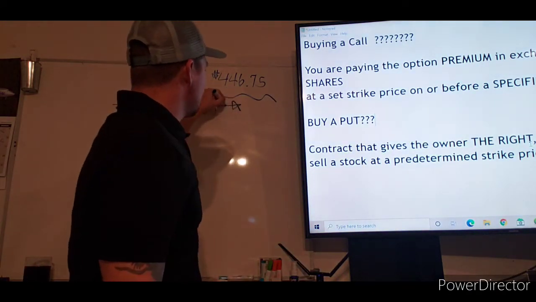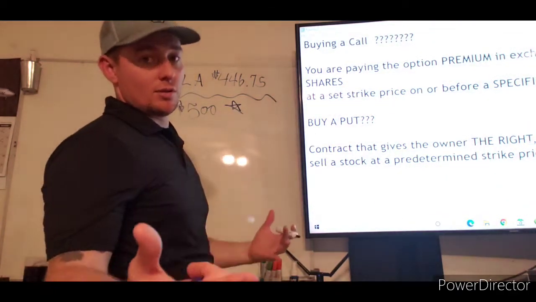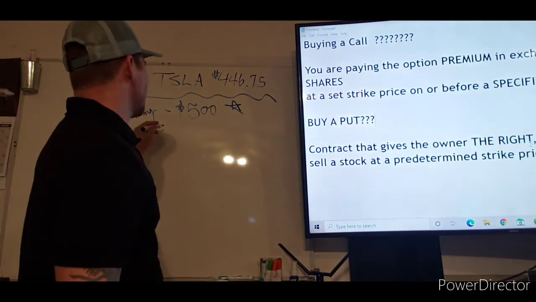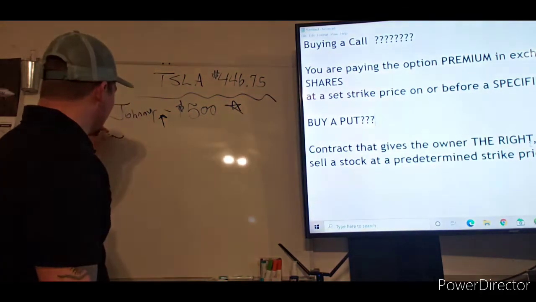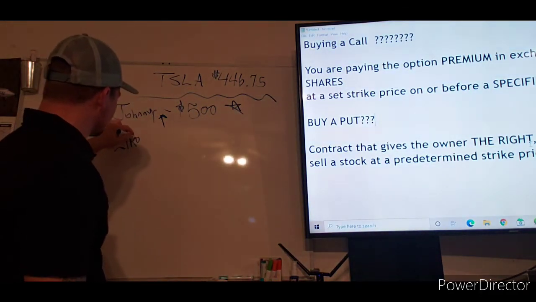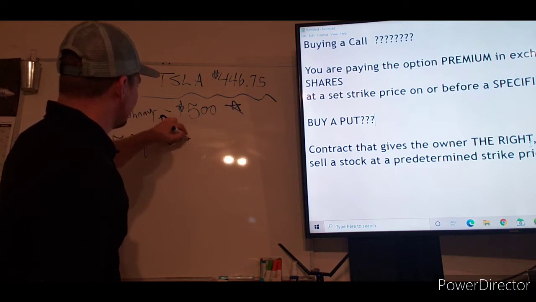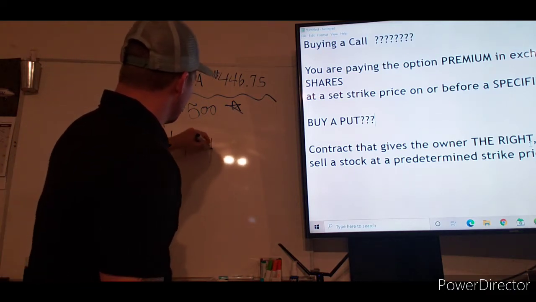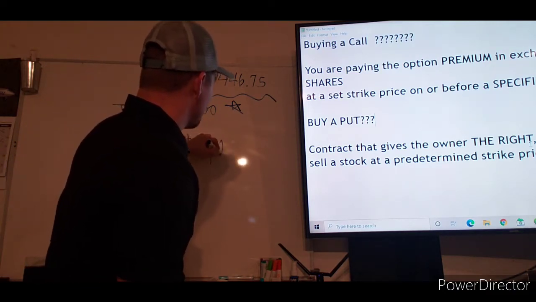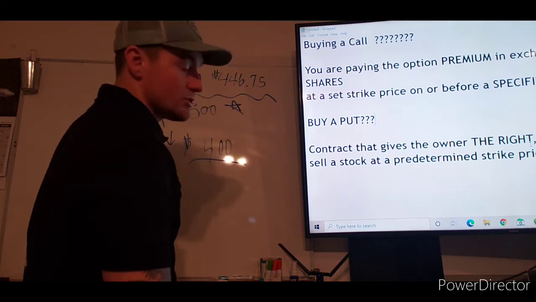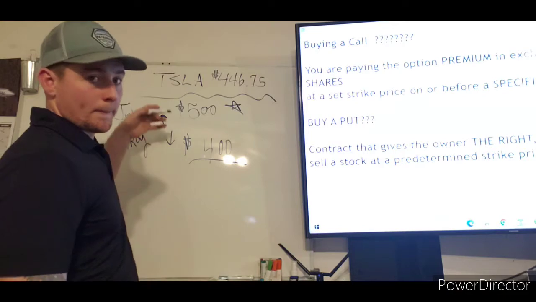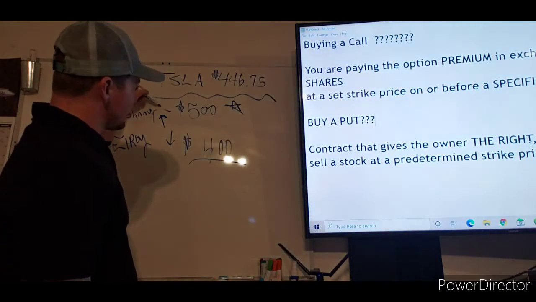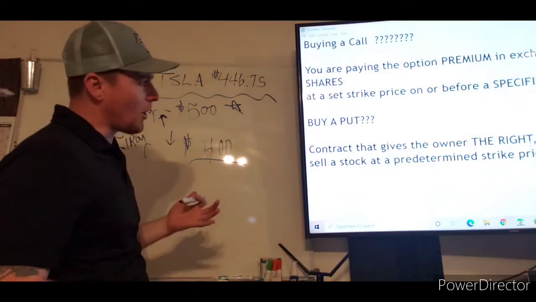So again, this is how the market works. And if you don't know this, you're going to learn this right now. The market works by somebody being right. And again, we got Elroy over here, who thinks the stock is going to go down to, we'll just say, 400 again to keep it simple. So Elroy thinks it's going to go to 400. Johnny thinks it's going to go to 500. We're right in the middle here.